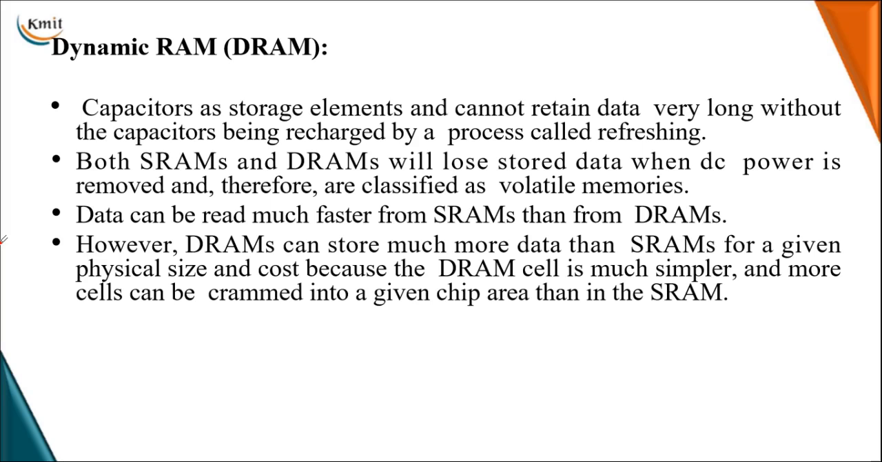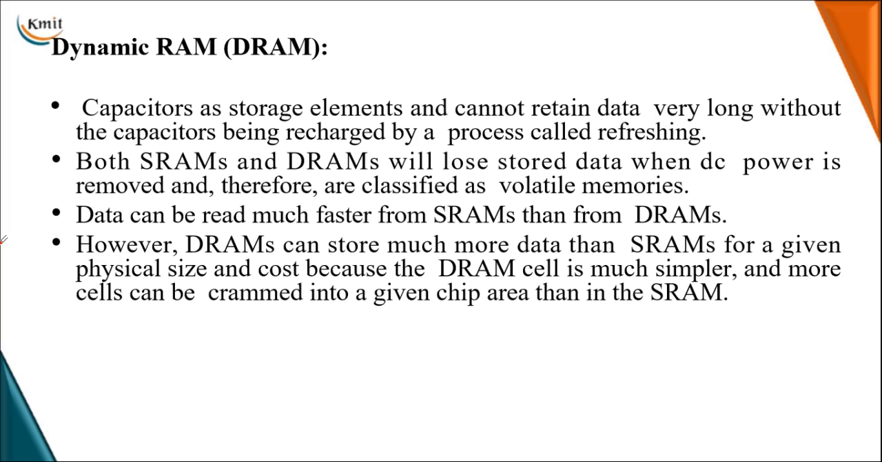Both SRAM and dynamic RAM lose the stored data when the power is removed from their cells. Hence these come under volatile memory. Data can be read much faster from SRAM than from DRAM, since in DRAM you use passive elements like a capacitor, whereas SRAMs use active elements like field effect transistors or flip-flops.